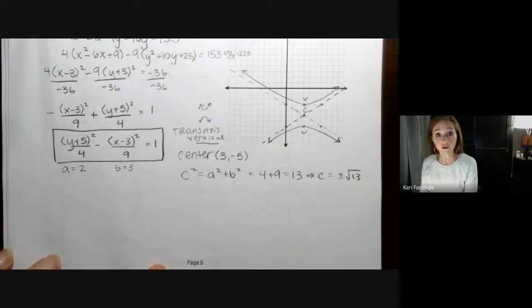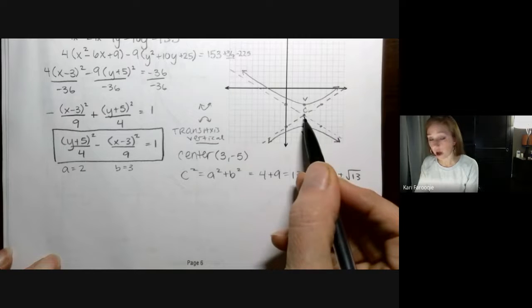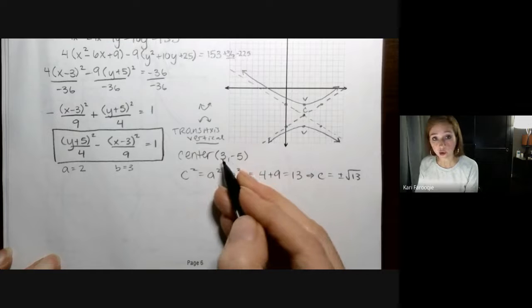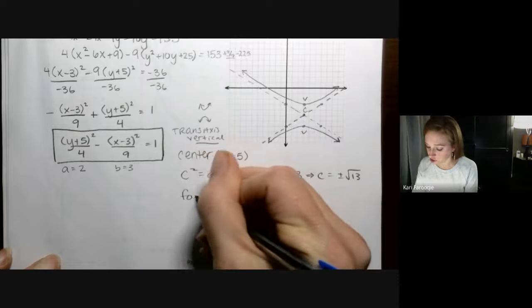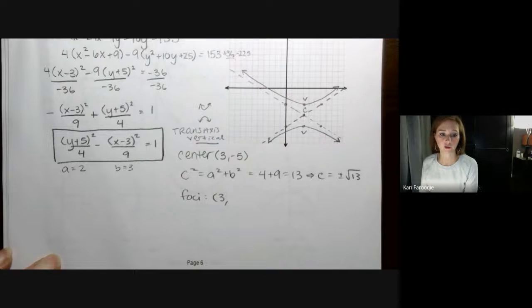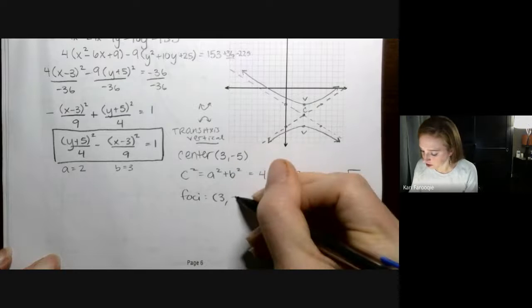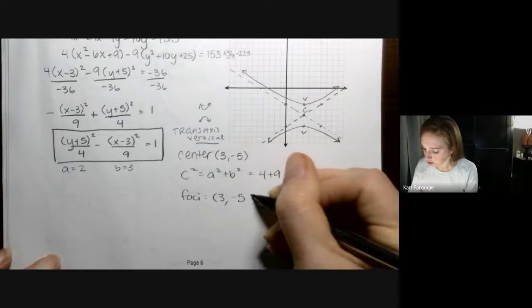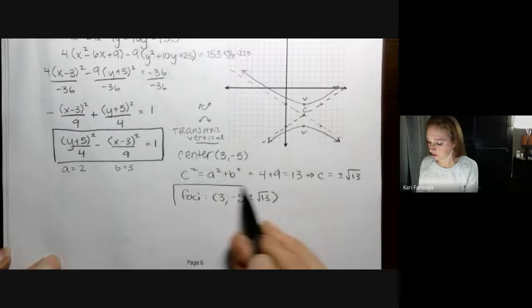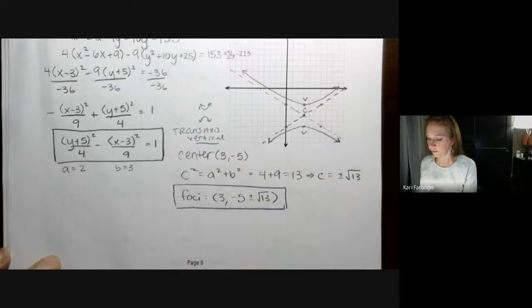Now, in this case, your foci lying along that vertical transverse axis are going to go up and down from center. So in this case, the x-coordinate of your center is not going to change for the foci. They're still going to be located at x equals 3, but we're moving up and down from center. So start with that y-coordinate at -5 and go up and down the square root of 13 to get to your foci.